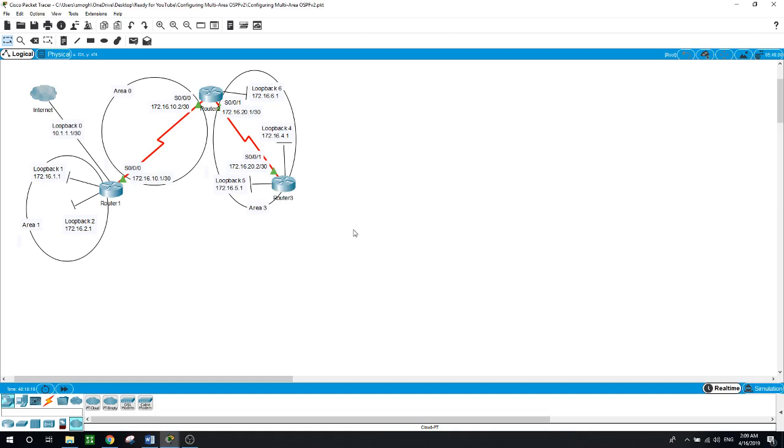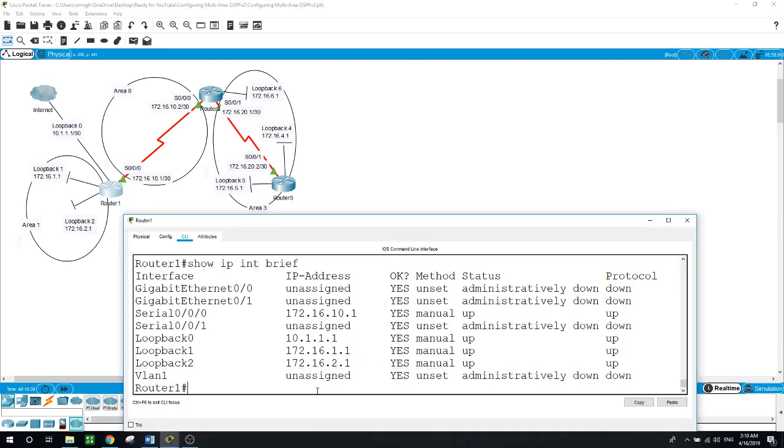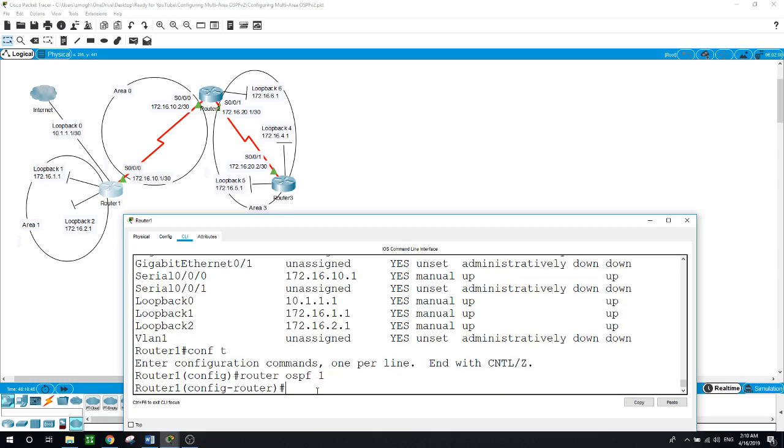On router 1, I will configure OSPF. The router ID for router 1 will be 1.1.1.1 with the process ID of 1. And the loopback 0 connected to the internet, I will configure it with a default route. So on router 1, here, configure terminal, router OSPF with process ID 1.